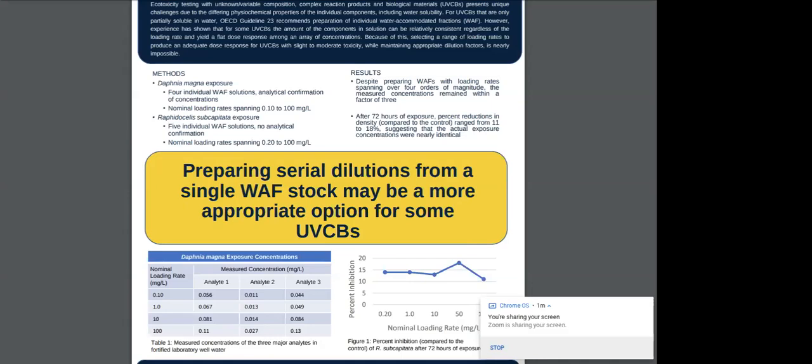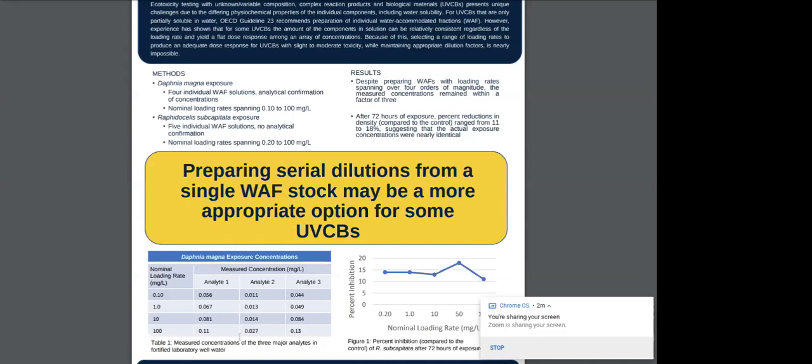And the analytical recoveries, which you can see in this table here, are surprisingly consistent for each solution. So here we have an order of 4 magnitudes, so 0.1 all the way up to 100 milligrams per liter. But each analyte is recovering at almost the exact same concentration, only about a factor of 3 difference between our lowest concentration and our highest concentration.